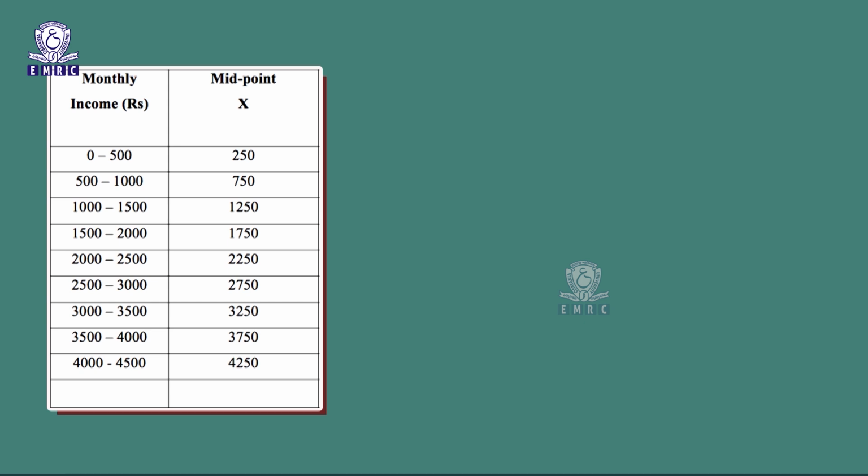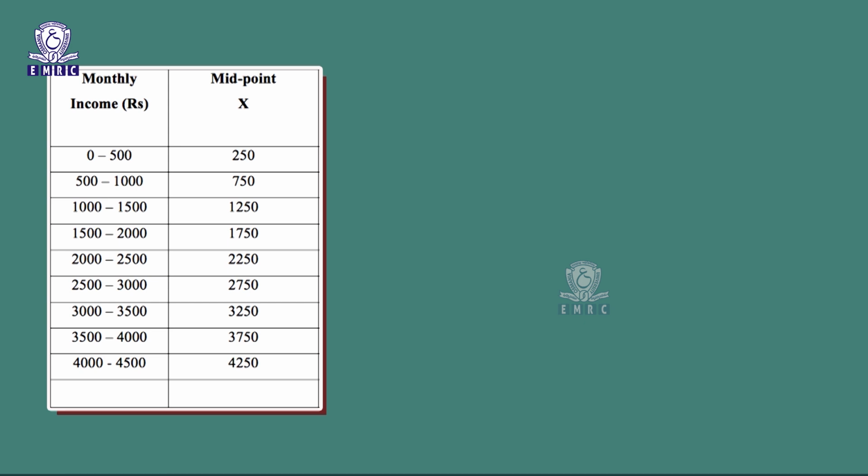For 1000 to 1500, it is 1250. The mid value of 1500 to 2000 is 1750. The mid value of 2000 to 2500 is 2250. The mid value for 2500 to 3000 is 2750. For 3000 to 3500, it is 3250, and for monthly income between 3500 to 4000, the mid value is 3750, and the mid value for the monthly income between 4000 to 4500 is 4250.